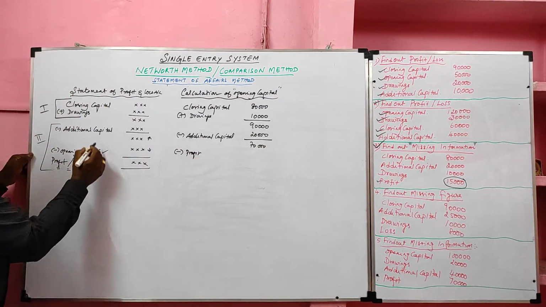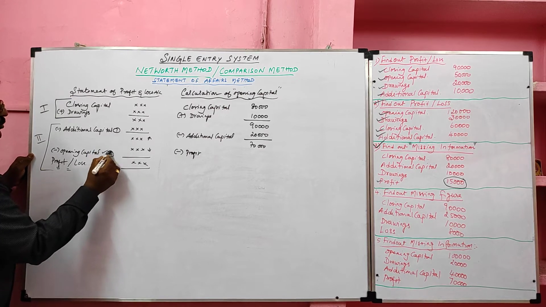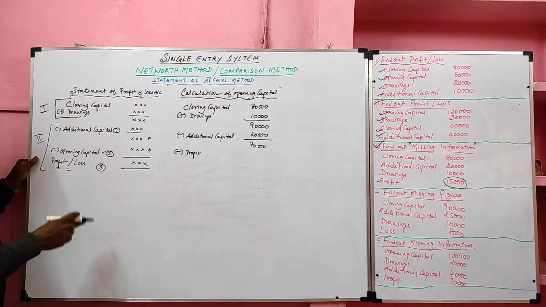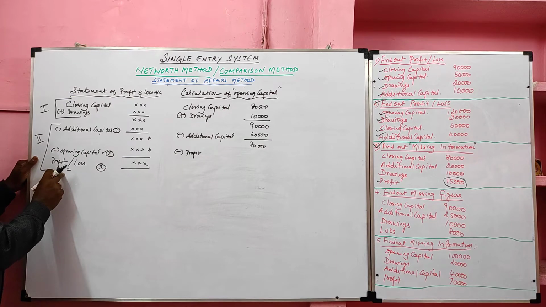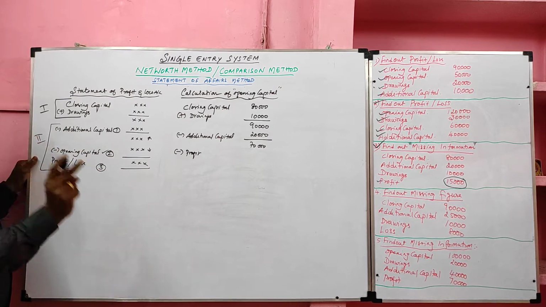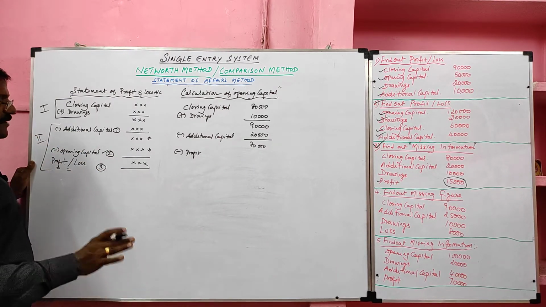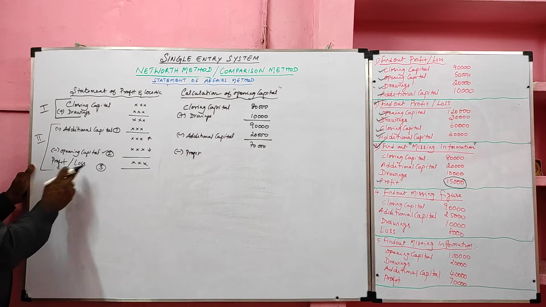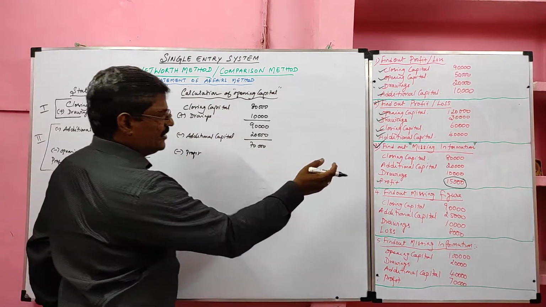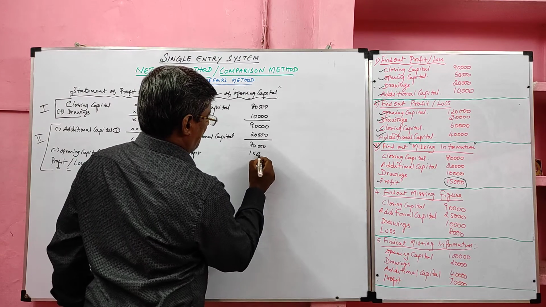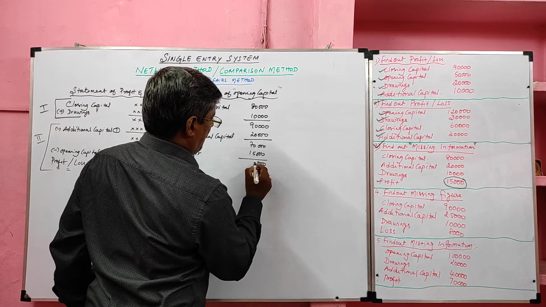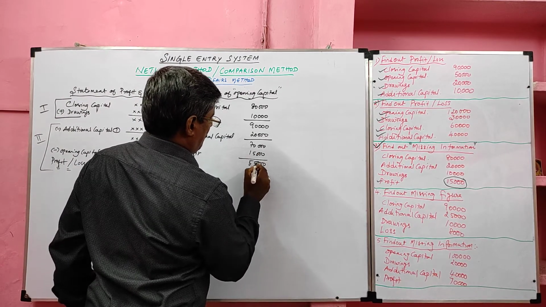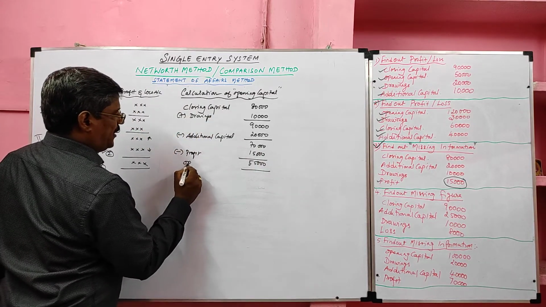In the second part, there are 3 items: additional capital, opening capital, profit. Out of these 3, any 2 that are given should be deducted. So additional capital minus; opening capital is not given, leave it. Then what? Immediately the next item is profit, that we have to deduct. Profit is given how much? 15,000. So now we found opening capital.